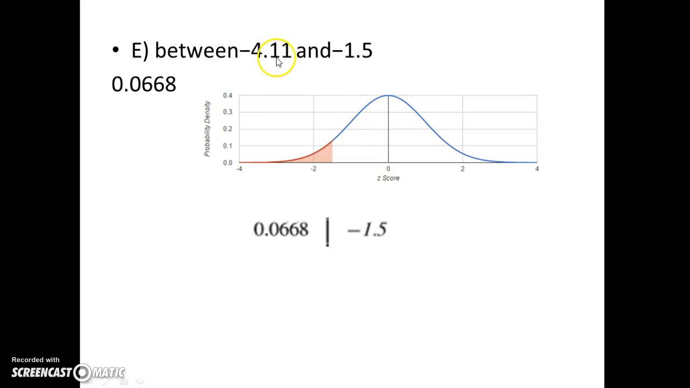Between negative 4.11 and negative 1.5. Negative 1.5 is over here and negative 4.11 is far away. I basically just go to the table and find the area which is to the left of negative 1.5. It's this area, and because this is far away, it's basically almost the end of the curve, so this is the answer.